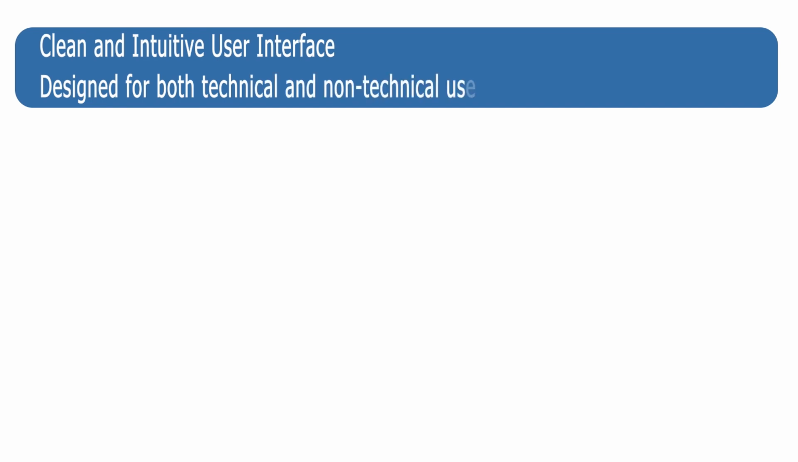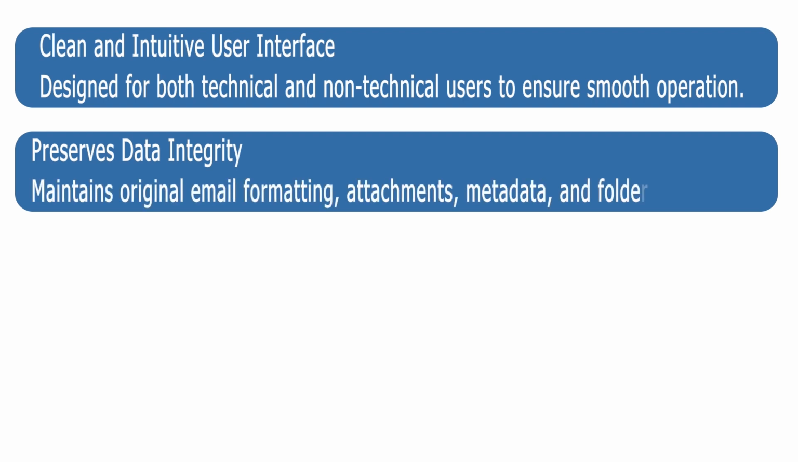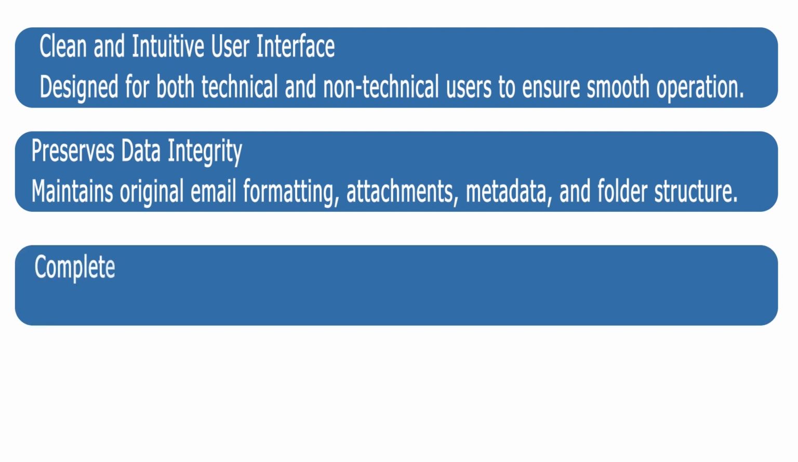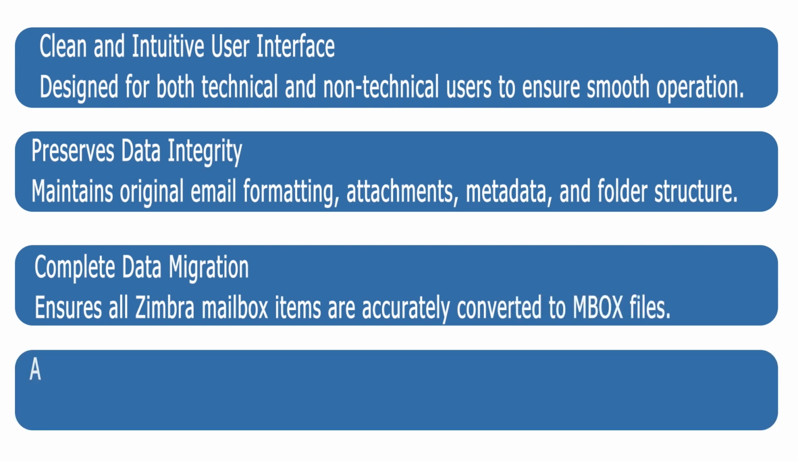Key features of TGZ to MBOX conversion: clean and intuitive user interface, designed for both technical and non-technical users to ensure smooth operation. Preserves data integrity. Maintains original email formatting, attachments, metadata, and folder structure. Complete data migration. Ensures all Zimbra mailbox items are accurately converted to MBOX files.